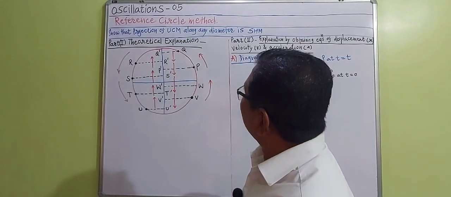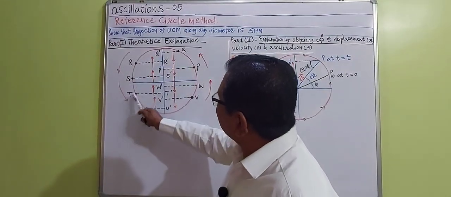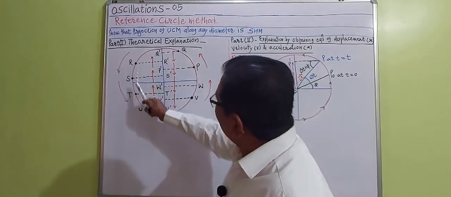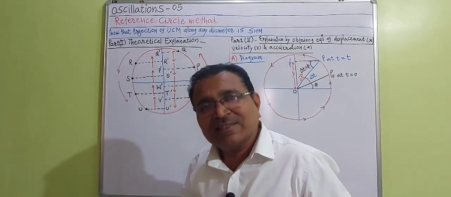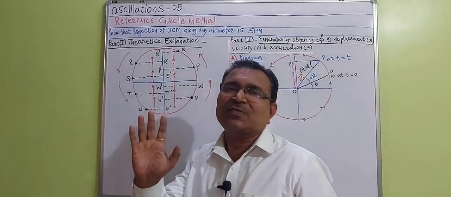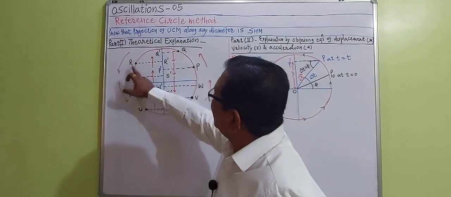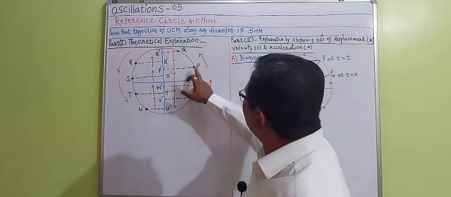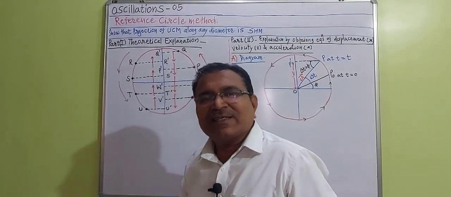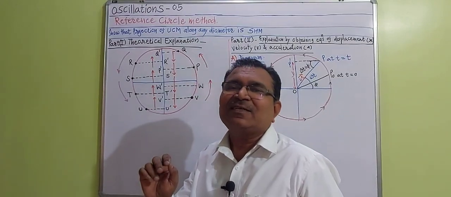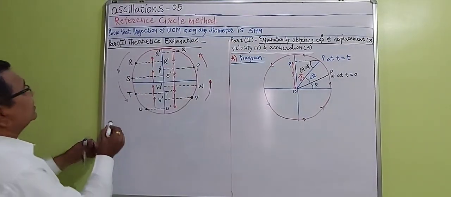So consider a particle which is moving at points P, Q, R, S, T, U, V, W along the circumference of a circle in anti-clockwise direction. I will write the first sentence on the board. Consider a particle which is at points P, Q, R, S, T, U, V, W like this. The particle is circulating along the circumference of a circle in anti-clockwise direction. So this is the theoretical explanation.